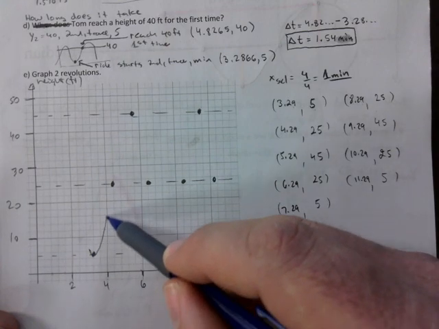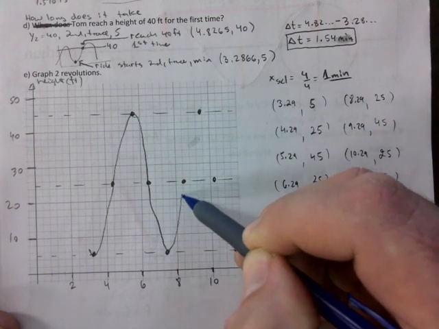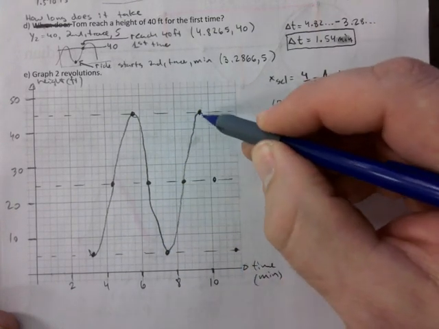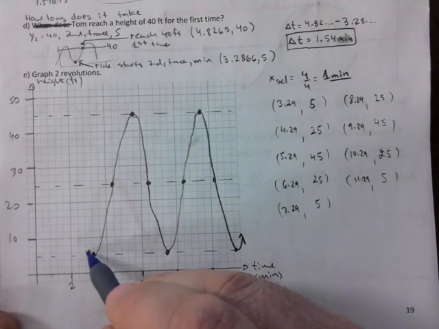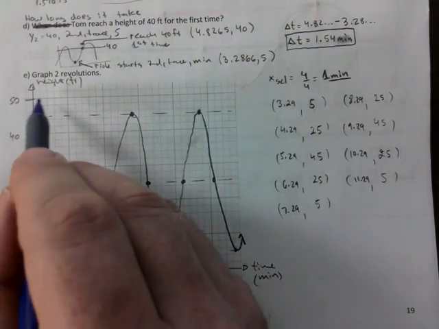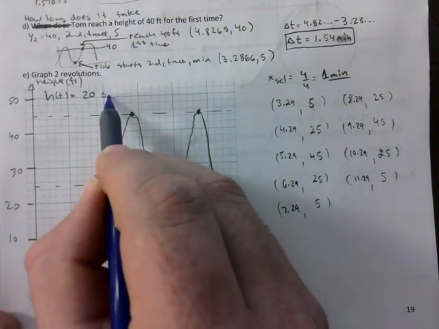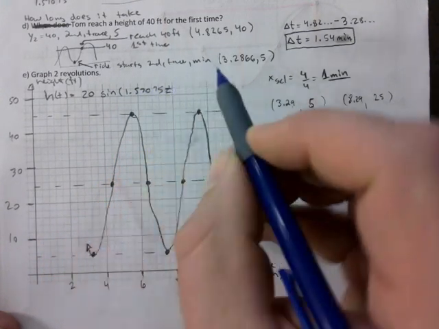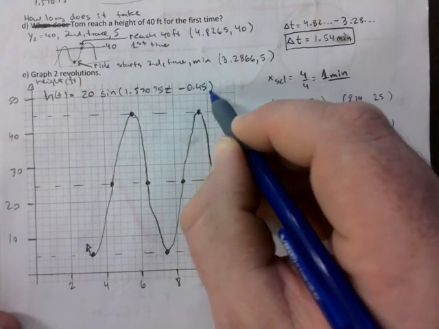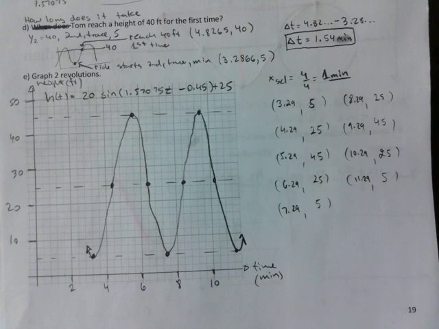So I go like this. Smooth, okay, smooth transitions. There you go. And then we'll just make sure the equation is on there. Whichever one you prefer. We can do the rewritten one. There's your 2 revolutions of the Ferris wheel graph.